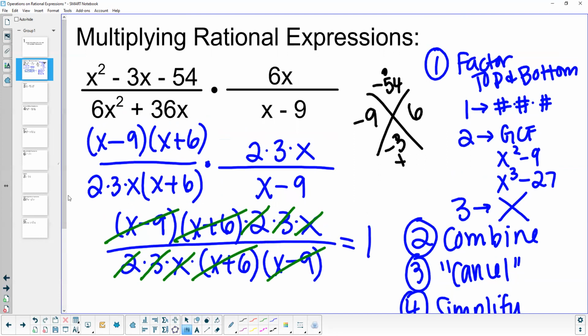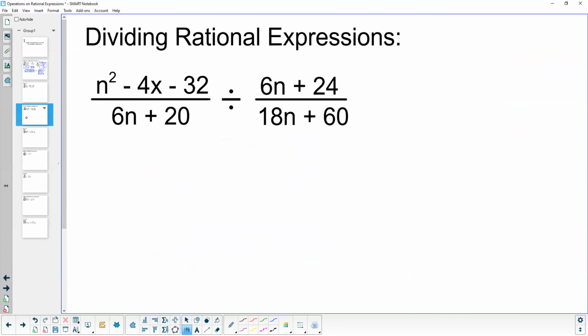Now, for the sake of the other examples, we will not be talking about how we can factor them. We will just say we need to factor it. So let's go ahead and move on to dividing rational expressions.